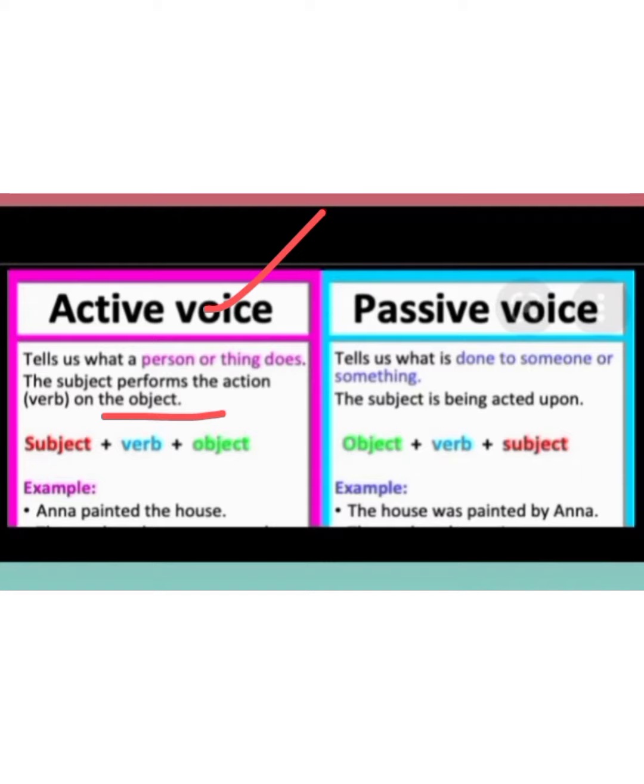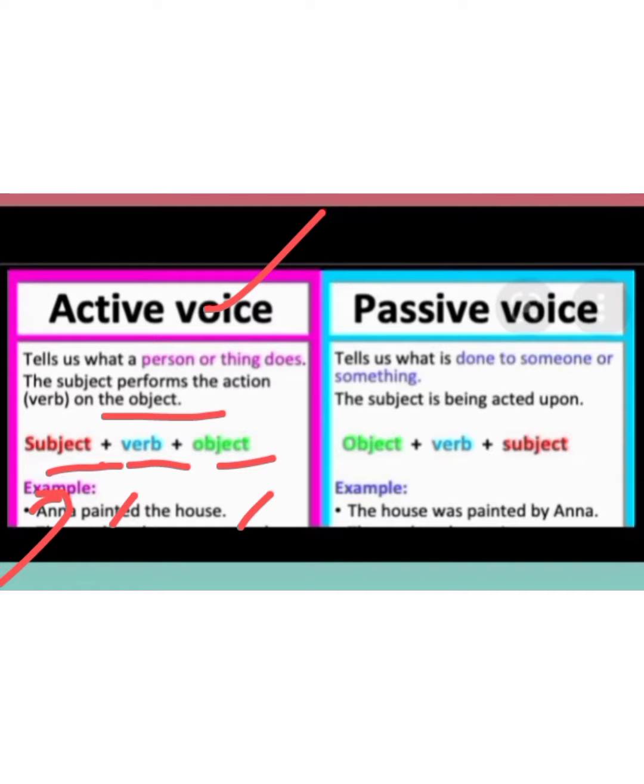So the combination or the structure will be subject plus verb plus object. For example, Anna painted the house. Here Anna is the subject, painted is the verb, and the house is the object.